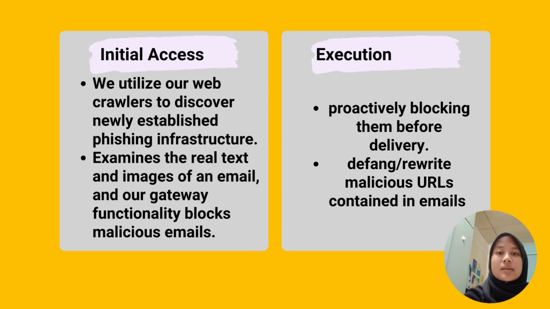So here are some of the areas where the comprehensive email security approach to phishing attacks maps to the MITRE ATT&CK framework. First of all, we go to initial access. We utilize our web crawler to discover newly established phishing infrastructure, and our advanced machine learning engine examines the real text and image of an email, and our gateway functionality blocks malicious email and rewrites defined URLs.